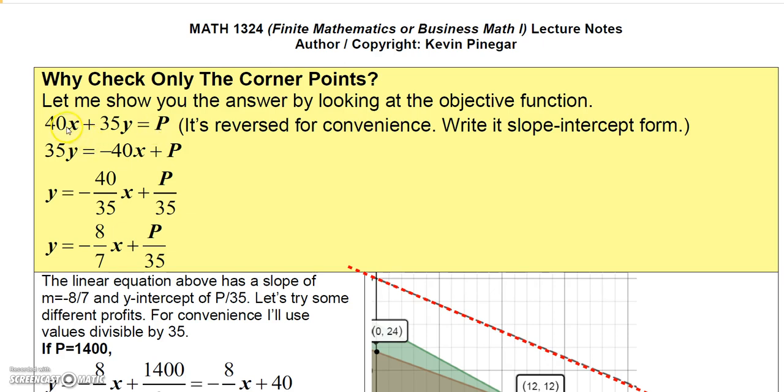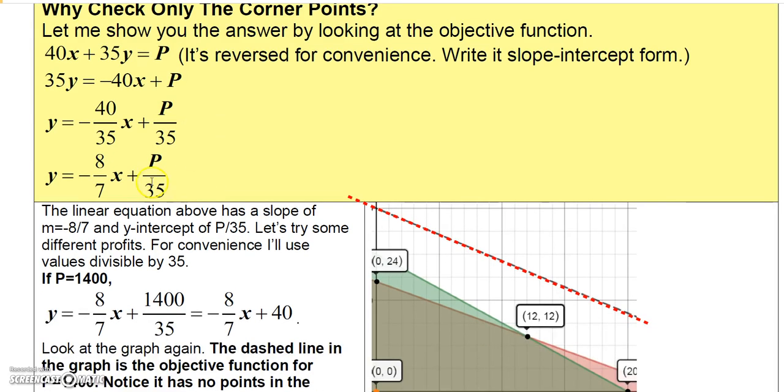So now let's solve this for y. If we subtract 40x from both sides, we get 35y equals minus 40x plus p. And then if we divide both sides by 35, we get y equals minus 40 over 35 x plus p over 35. And so basically what we get here now is a linear equation that has a slope of negative 8 over 7 and has a y-intercept of whatever p over 35 is.